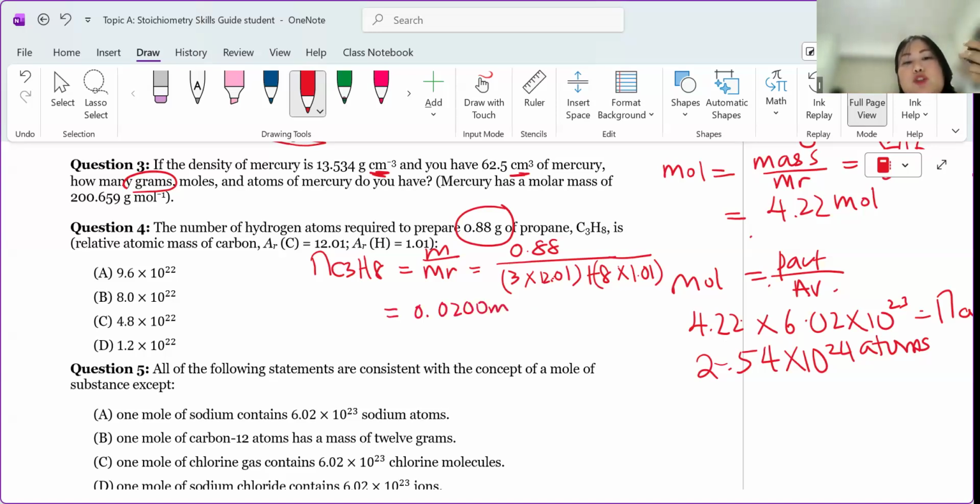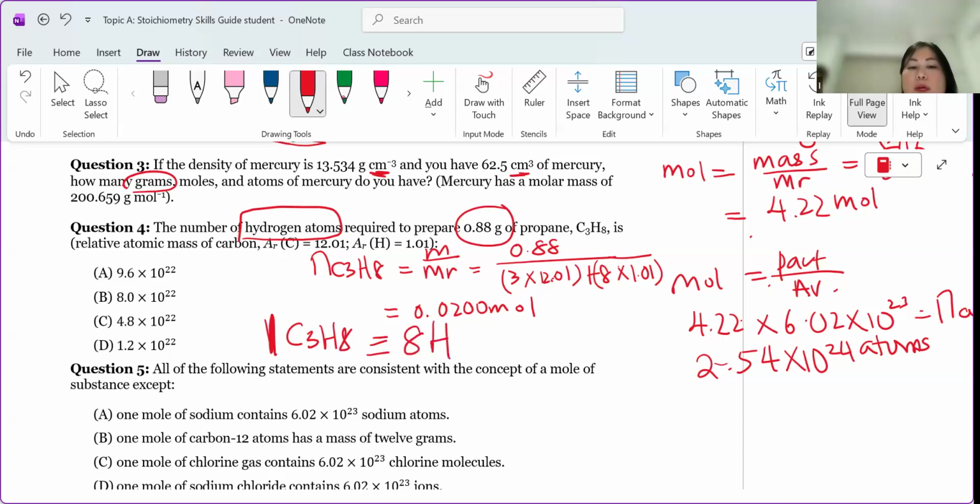Then the question is about hydrogen, and it's about hydrogen atoms. It's not how many moles of hydrogen atoms, but how many hydrogen atoms. I repeat, it's not about how many moles, but it's how many hydrogen atoms. So before we can get to atoms, we need to find moles of hydrogen. So we can see that in every formula, you are seeing 8 moles of hydrogen.